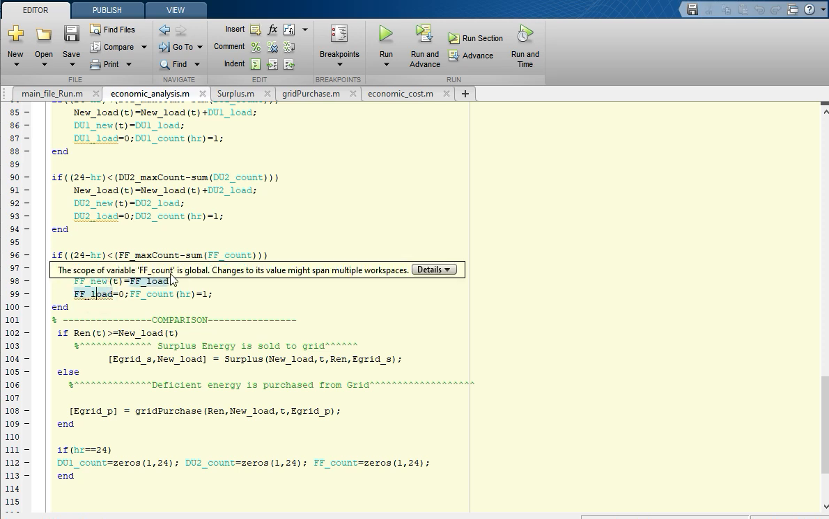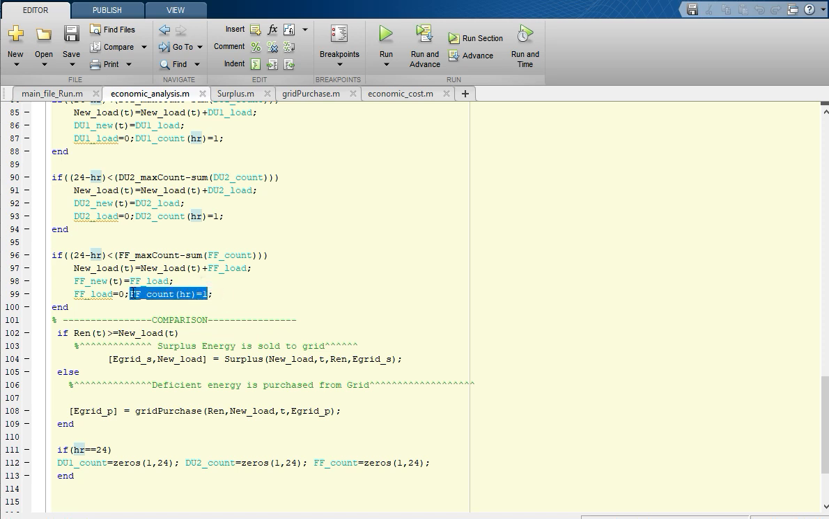So it is operated at this specific hour. If it is operated for this specific hour, we are making this 0, because the load for this specific hour is met. FF count is equal to 1. So for this specific hour, this FF load is operated. FF count at this specific hour is equal to 1. It means that for this hour, this FF load is operated, so make the count equal to 1, and so on. So similarly for this DU2 and DU1.